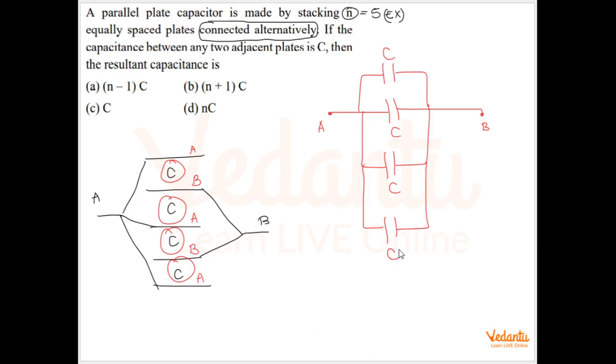Now beta, if you see, they are all in parallel and you will realize C equivalent is 4C, which you can just write as 5 minus 1C. If you see, my dear bacha log, only option A is matching our answer. So option A will be correct.